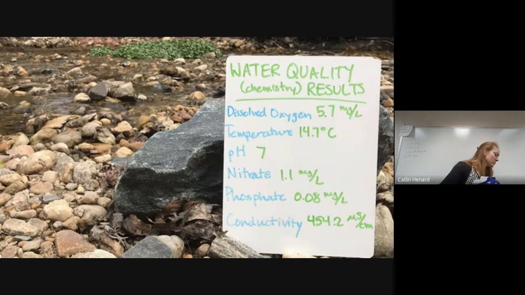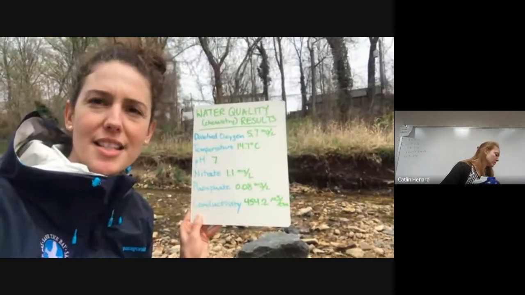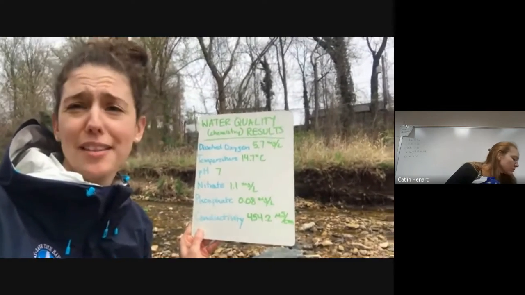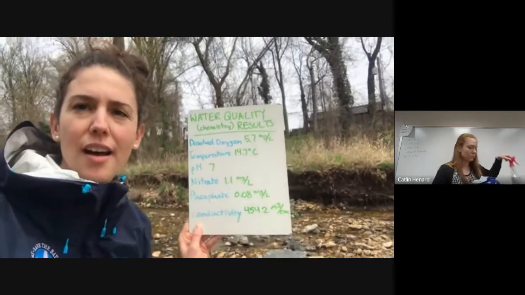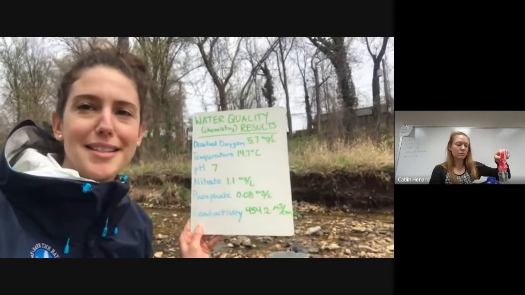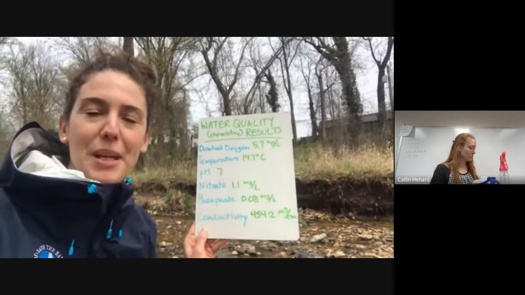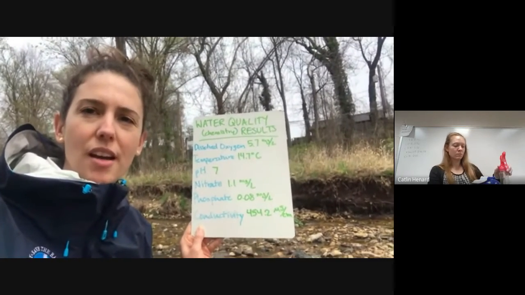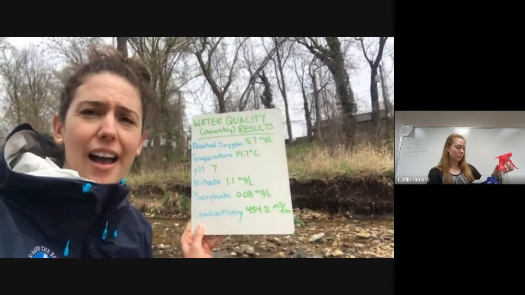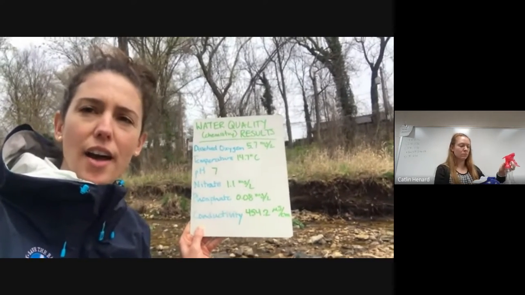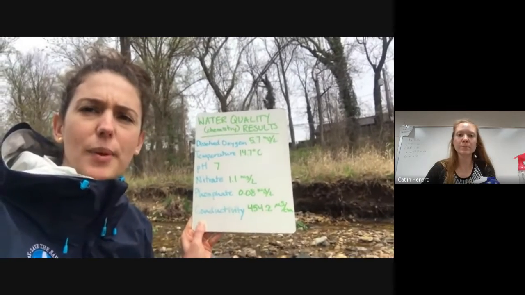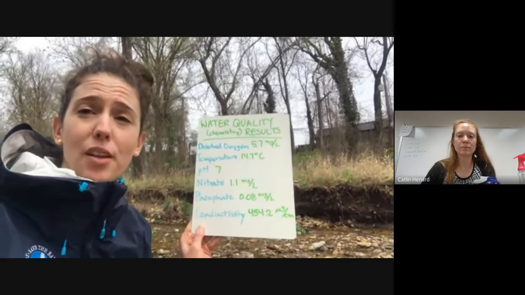So just to quickly sum up our water quality results today, we've got a healthy level of dissolved oxygen, even though it's a little lower than I thought it was going to be. The temperature just tells us that it's springtime. pH is right at neutral, where we want it to be. Our nitrate level is a little high. The phosphate level is within a normal range. And then the last one, the conductivity, is also within the normal range.